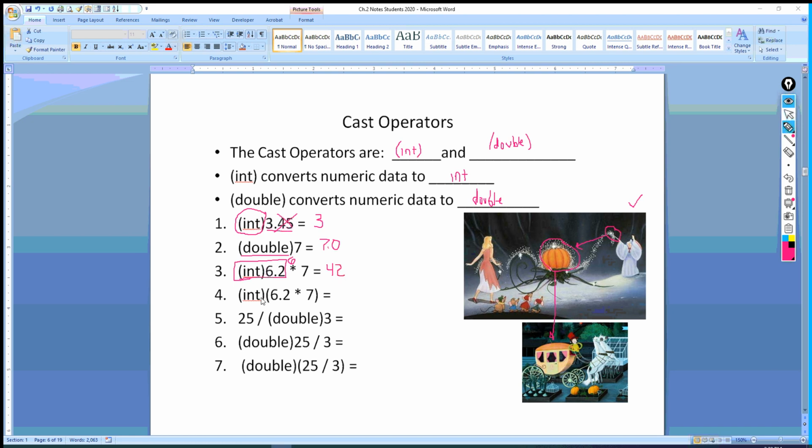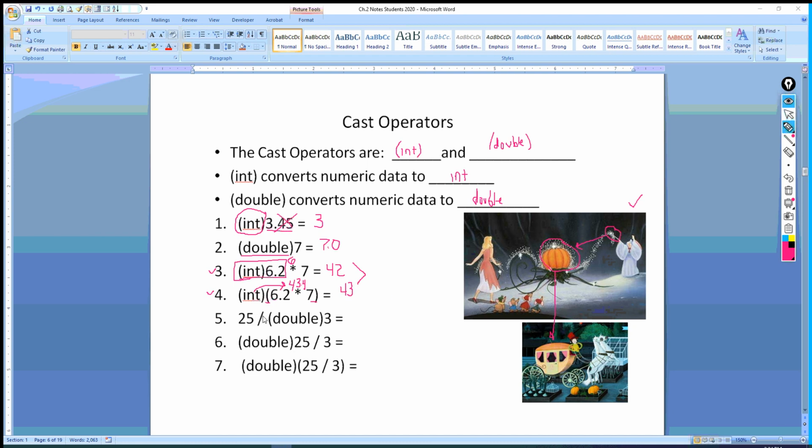Alright, number 4. Here we have a grouping operator, which is the parentheses. So we need to do that first before we apply the wand, the int cast operator. We're going to take 7 times 6.2, with the calculator if we need to, and this becomes 43.4. So the int cast operator is going to cast its spell on the 43.4, dropping the decimal, and it becomes just 43. You can see number 3 and number 4 have the same exact numbers, but the addition of the parentheses makes a difference and comes up with a different result.